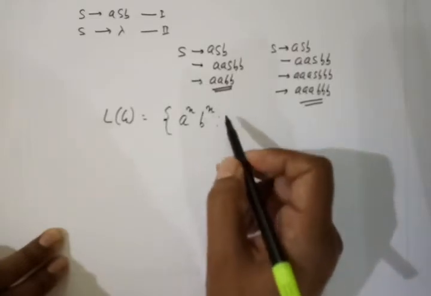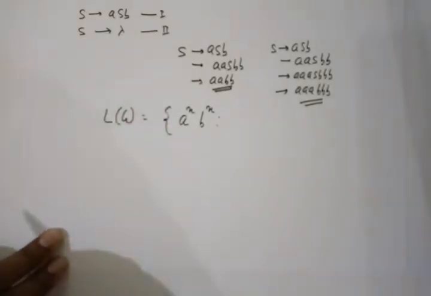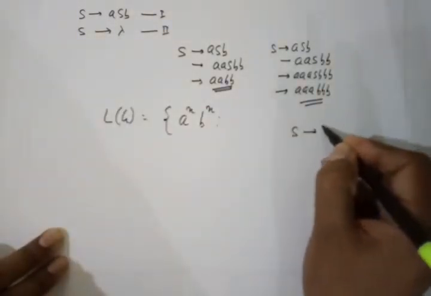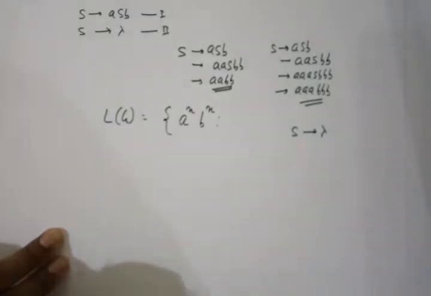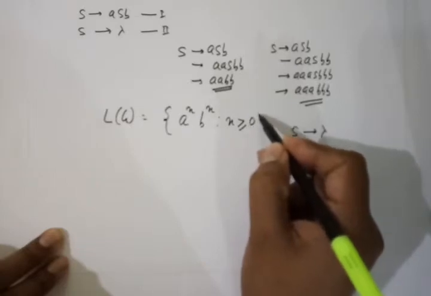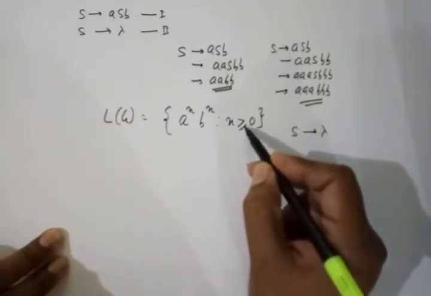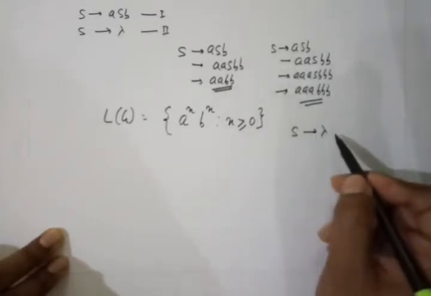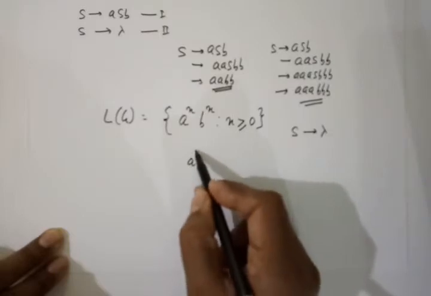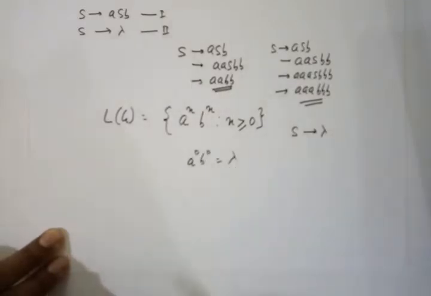And production rule 2 says null can also be derived. The very first time if we apply the production rule, S can be null, so null can be derived. So we put n greater than or equal to 0. Why is this equality sign here? Because S can be null. So if we put n equal to 0, it becomes a to the power 0, b to the power 0, which is nothing but null.